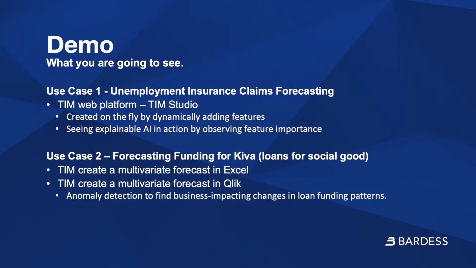The second use case, we're going to look at some data from Kiva, and we're going to create a forecast in Excel to again show you that the modeling engine is completely separate to how you consume the forecast. You could consume it easily in Excel. We'll also create one in Click, and then we're going to go on from there and really show you what the anomaly detection feature looks like and find some business impacting changes in these load and funding patterns.